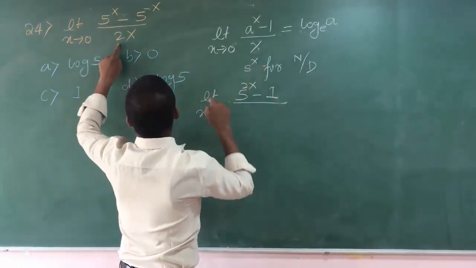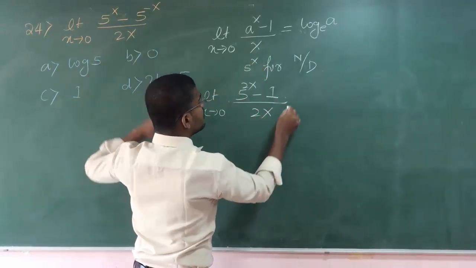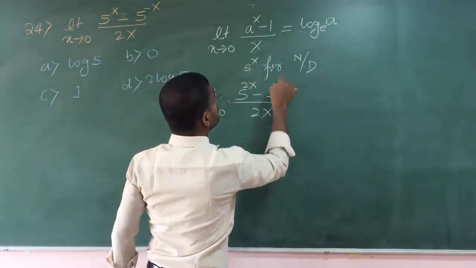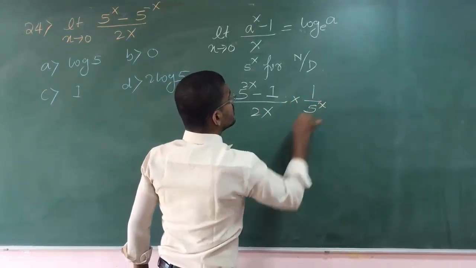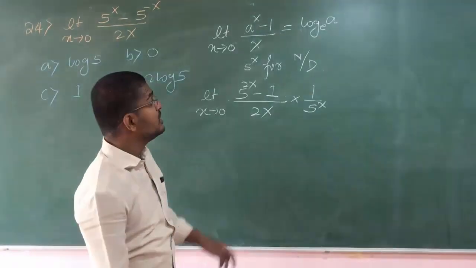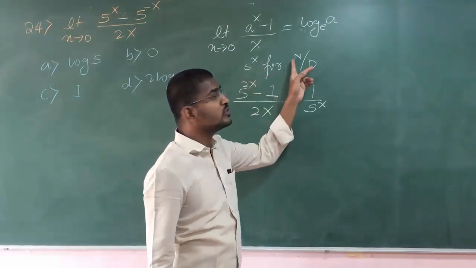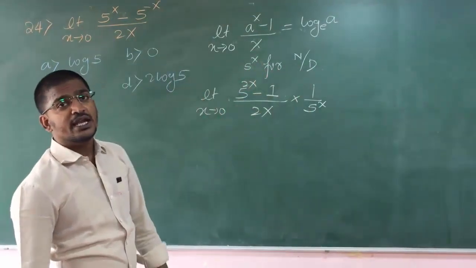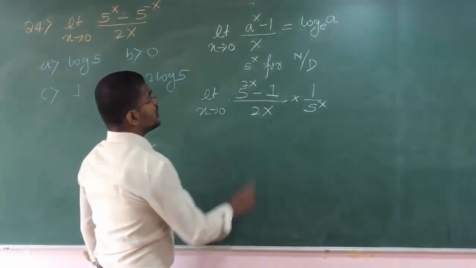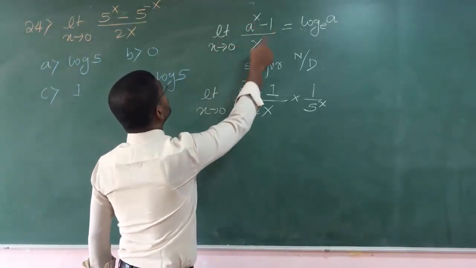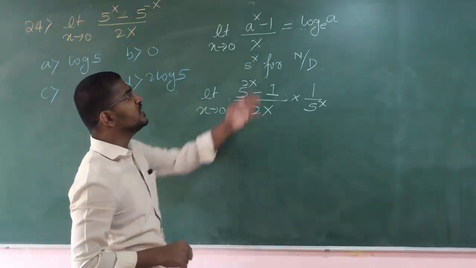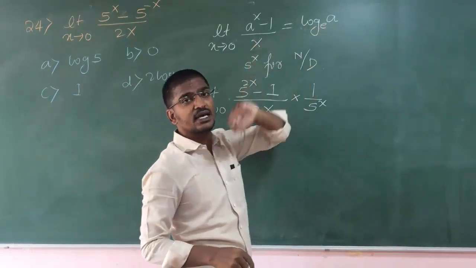Already here you have what? 2x. No problem. For the denominator also you are going to multiply 5 to the power of x, so it will be 1 by 5 to the power of x. I am multiplying 5 to the power of x for both numerator and denominator. Clear? So now it is in the form of limit x tending to 0, a raised to x minus 1 divided by x. This is equal to log a to the base e.